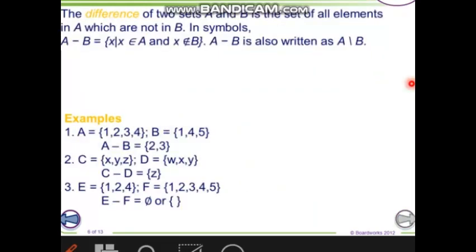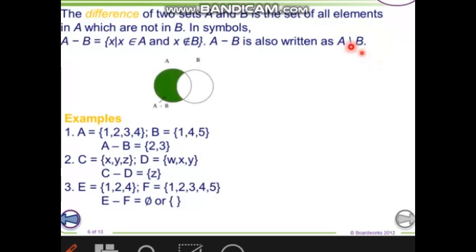Okay. Next, we have the set difference. Now, the set difference class is the set of, we have two sets A and B, in which we have elements in A which are not in B. Now, we have A minus B in notation, and we read it as X such that X is in A and X is not in B. Sometimes it is also written as this. Okay?